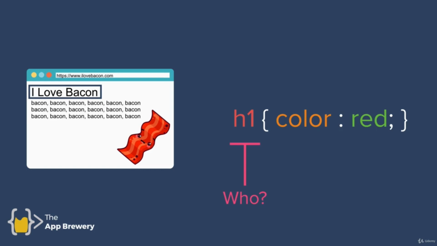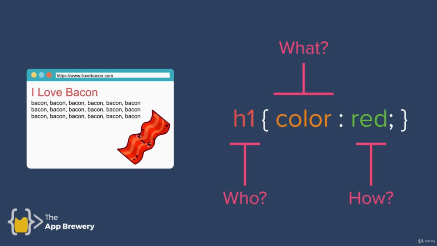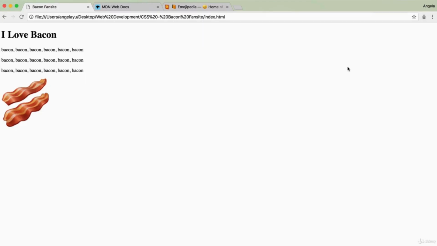That's what I'm trying to select, and that's why it's called the selector. And the color, of course, is the what. And finally, the how I'm going to change that color is the value, which in this case is red. And by applying the CSS rule, I end up changing the H1's color property to red. Now, let's take a look at that in real life.